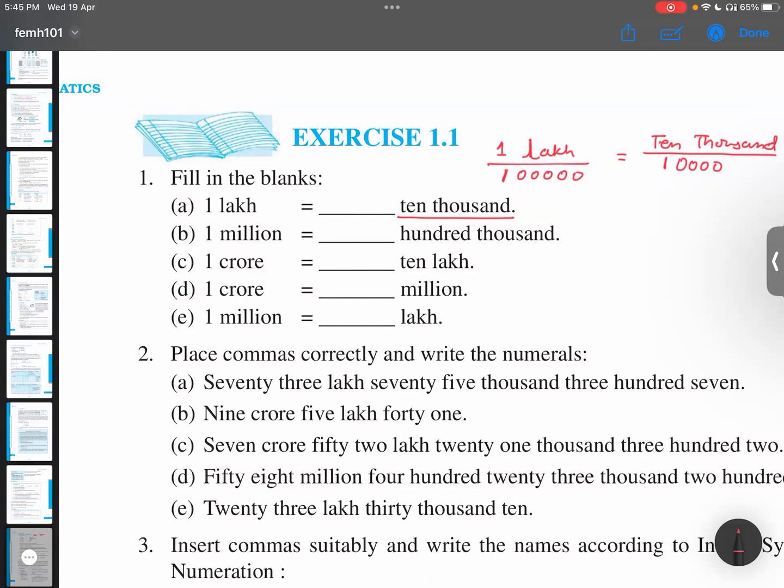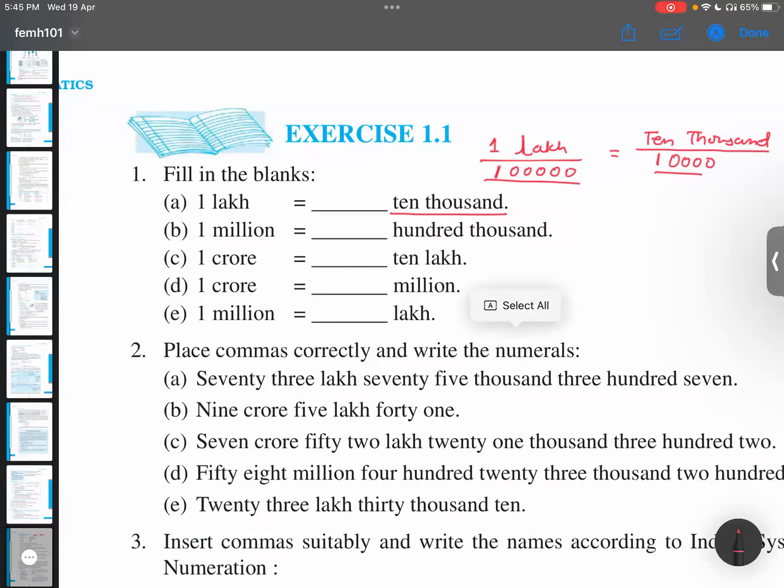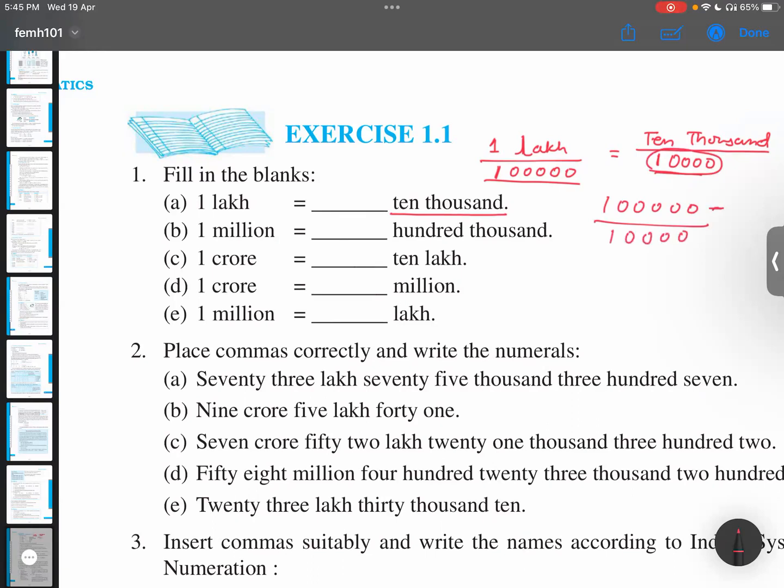We have found out the number of zeros in 1 lakh and the number of zeros in 10,000. Just divide the bigger with the smaller value. Lakh is bigger than 10,000. So just write this 1 lakh over here and divide it by 10,000. That is 1 with 4 zeros. Divide this, and what is your answer? Tell me.